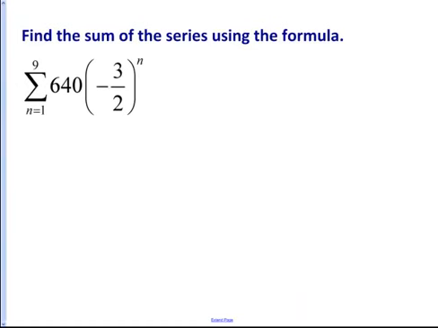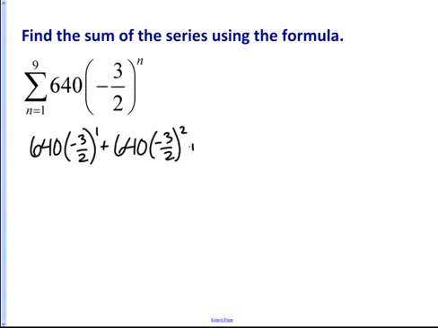Another one in sigma notation, you can guess that this is probably geometric because there's a variable in the exponent. But let's write out some terms. 640 times negative 3/2 to the first, then to the second, then to the third, and we'll go all the way up to the 9th power.